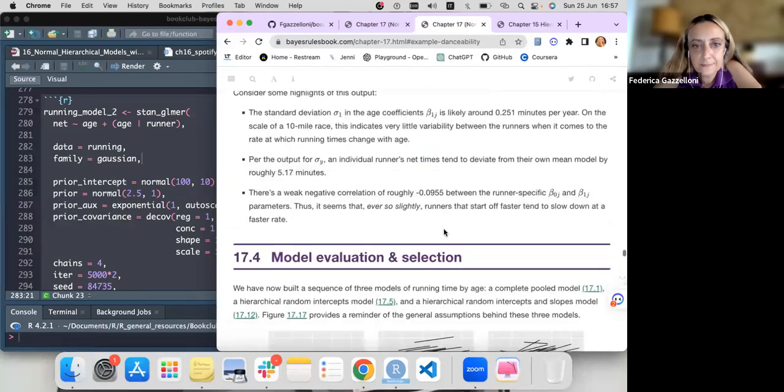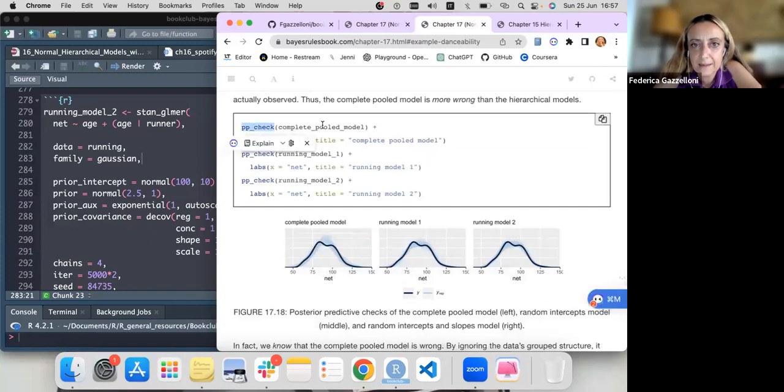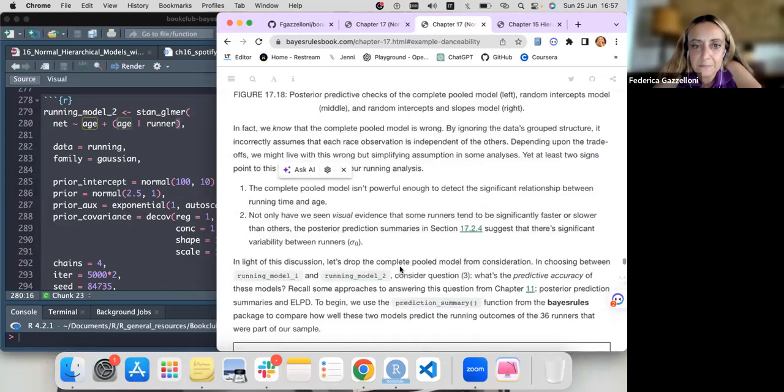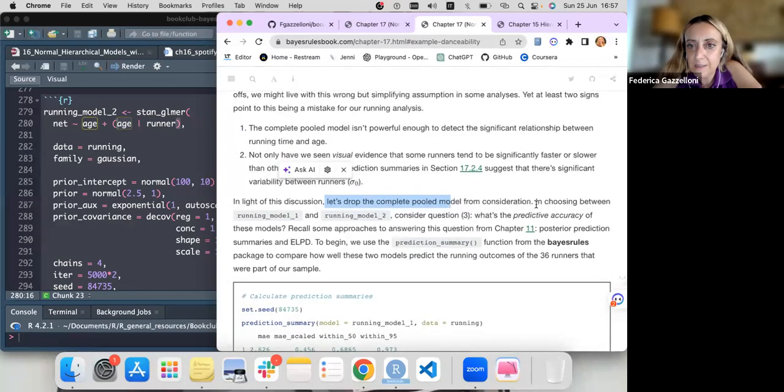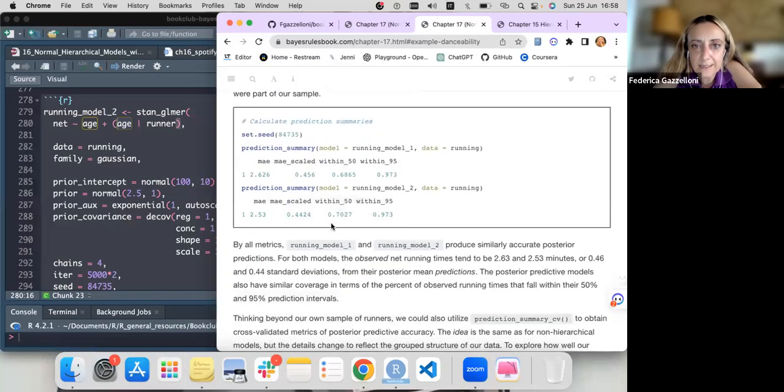Finally, we evaluate these models with this PP check, and we compare the complete pooling model that we started with, then model one without age, and then model two. Let's drop the complete pooled model from consideration in choosing between model one and model two. Looking at these two, we can see that the mean absolute error is lower for model two, which is this one here with the age.